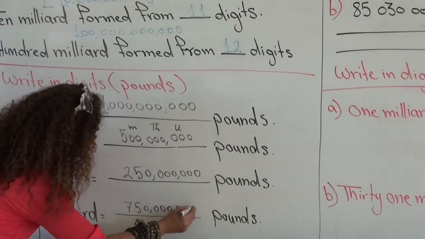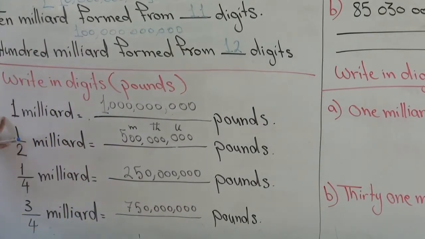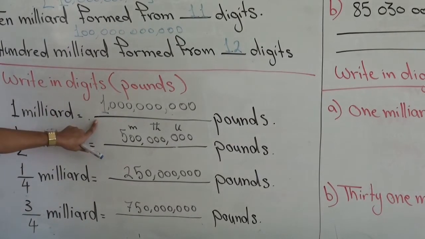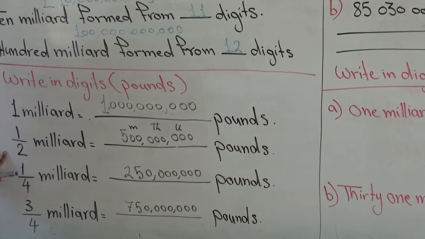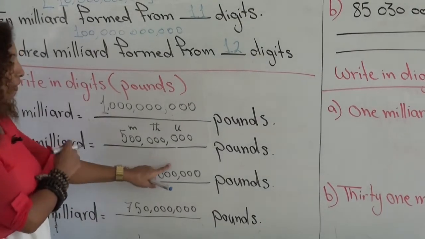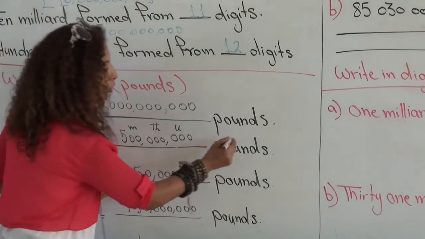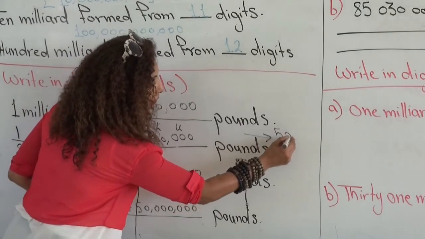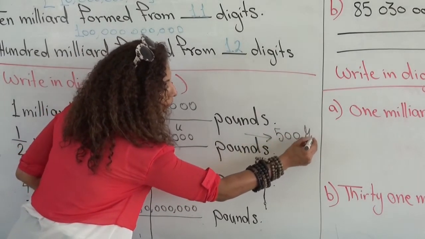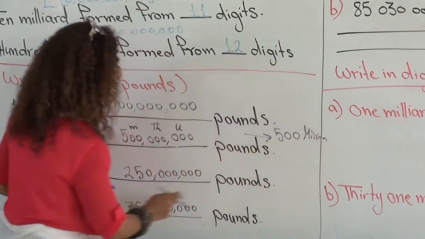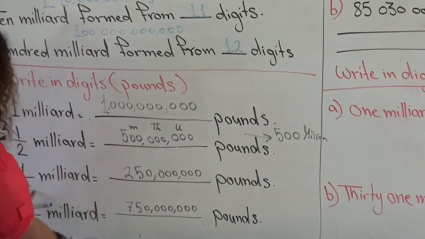Again, I have 1 milliard. I will write it here in pounds. And what about half milliard? Half milliard will be 500 million. You can write it here in digits, or you can write it like that: 500 million. Okay, and what about this number, quarter milliard?